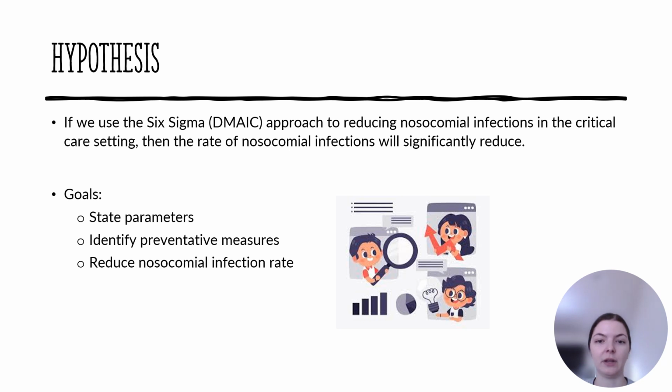The goals of this study were to state the parameters of each phase, define, measure, analyze, improve, control, identify preventative measures such as proper sharps and waste handling and disposal, sterilization of instruments, food and water precautions, hand hygiene protocol, use of personal protective equipment or PPE, and reduction in the number of visitors and isolation rooms to ultimately reduce the rate of nosocomial infections.